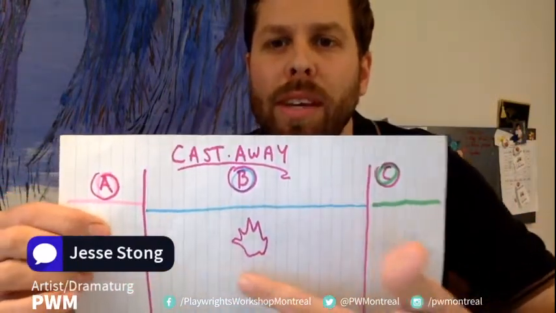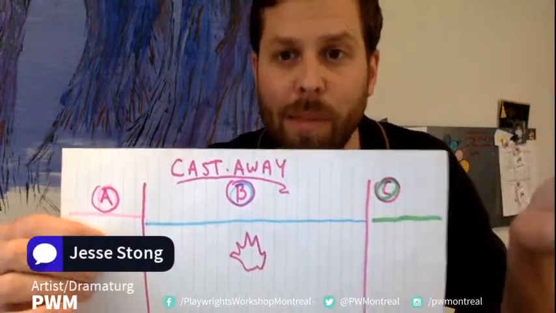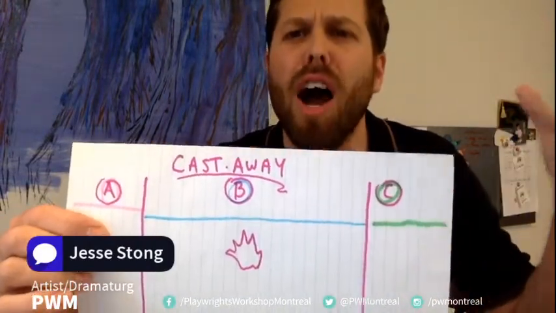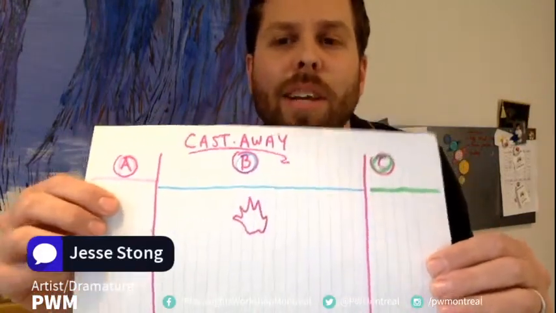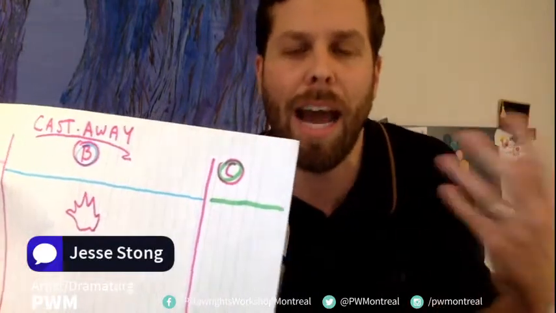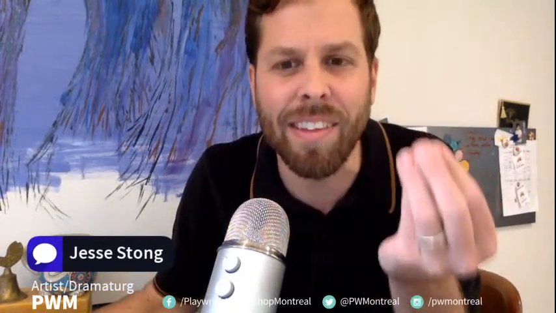B, most of the movie is B. Most of the movie happens during the change. Most of the movie is him on the island changing. That's why the center of the movie is like finding fire. I've made fire, right? It's like changing himself. And then we have that moment at the end where he finds Helen Hunt and he finishes up, he adapts, he changes, right? But most of that movie is B. Most of that movie is the change. We stay in the change.